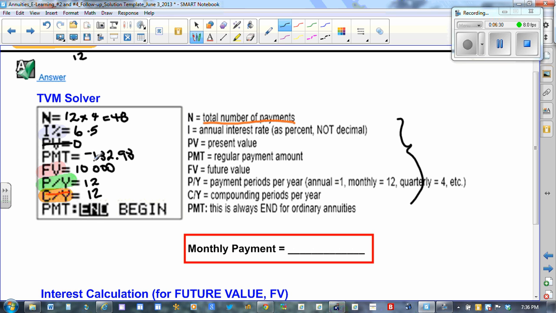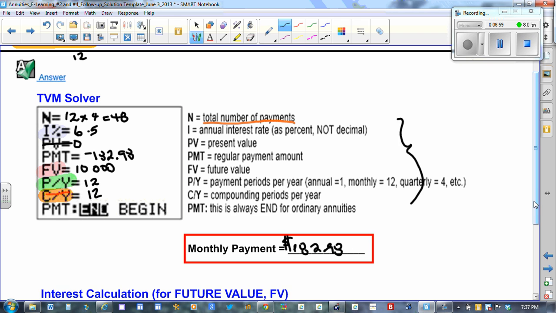Now the minus means that because we're trying to generate a future value, you need to deposit money. So it simply indicates that money is being paid out of one's pocket. Okay? So the answer here for a monthly payment is $182.98. So you also have a template of this in your notes, so make sure that you do make a record of this.